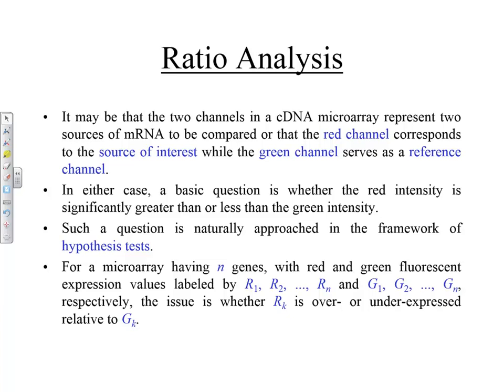Now, for a microarray having n genes with red and green fluorescent expression values labeled by R1, R2 up to Rn, and G1, G2 up to Gn respectively, the issue is whether Rk is over or underexpressed relative to Gk. Okay. That's what I've been talking about, right? And to determine that, you have to come up with the density function for the ratio.